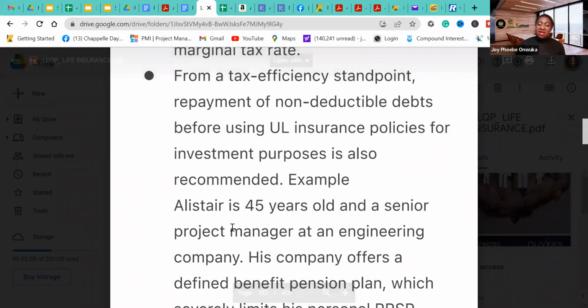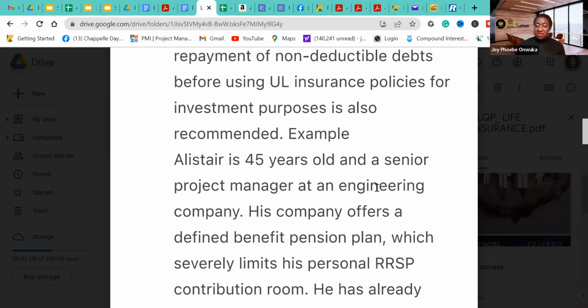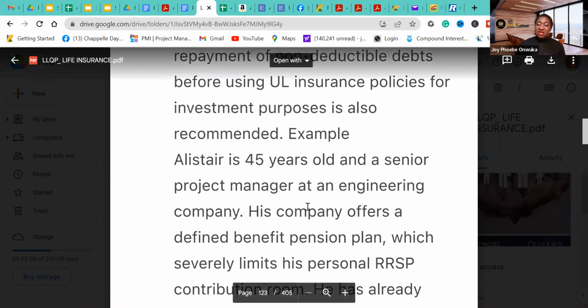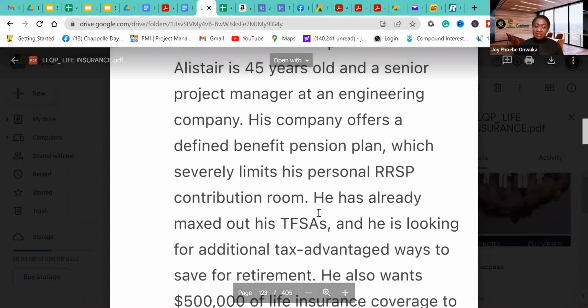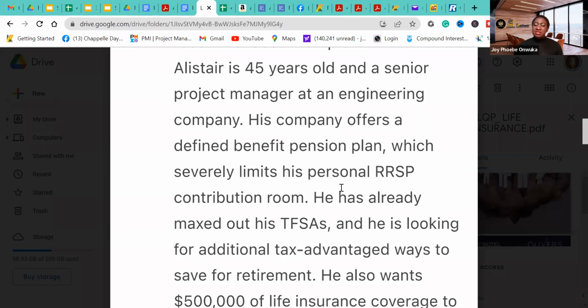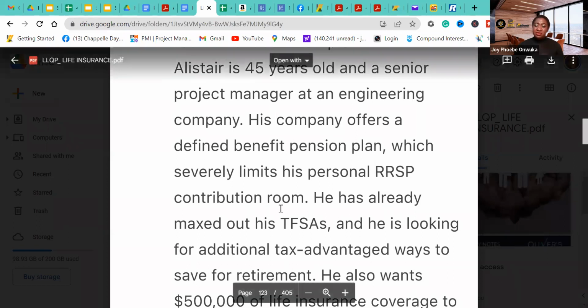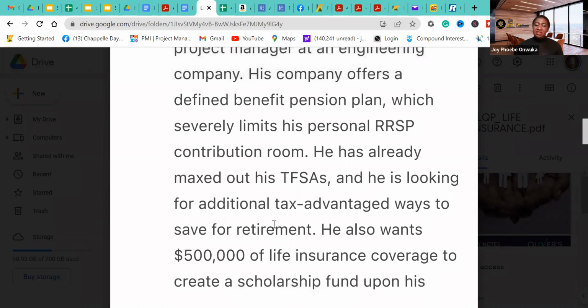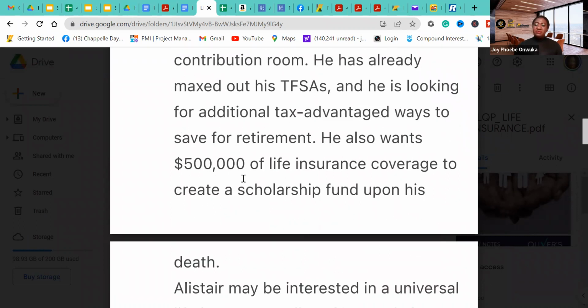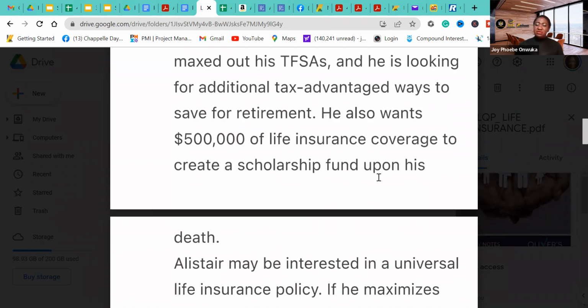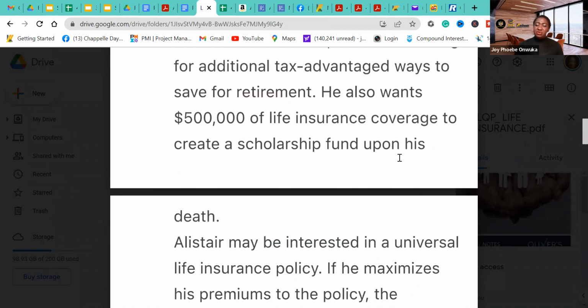For example, Alistair is 45 years old and a senior project manager at an engineering company. His company offers a defined benefit pension plan, which severely limits his personal RRSP contributions. He has already maxed out his TFSA and he is looking for an additional tax advantaged way to save for retirement. He also wants 500,000 of life insurance coverage to create a scholarship fund upon his death.